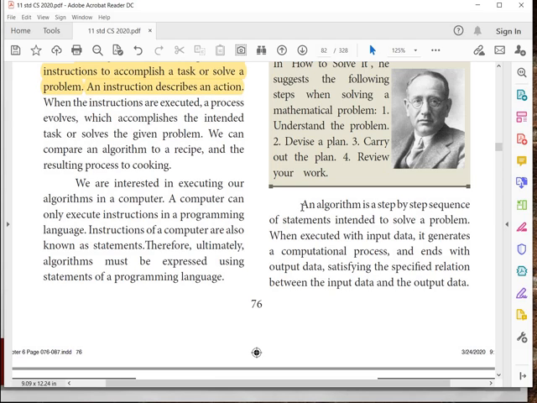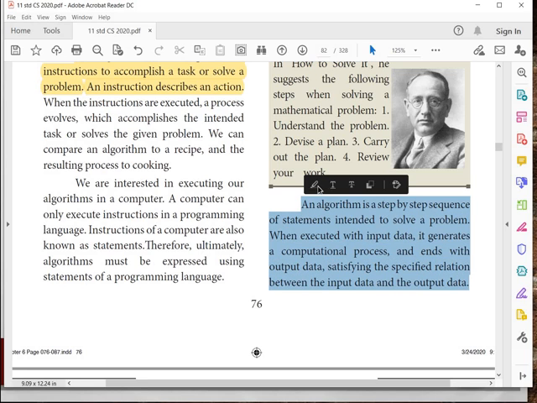Here also there is a definition. An algorithm is a step-by-step sequence of statements intended to solve a problem. When executed with input data, it generates a computational process and ends with the output data, satisfying the specified relationship between the input and output. So this definition is required as a computer science student.